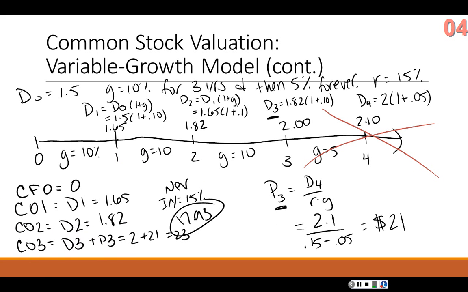If you had a graphing calculator, it would have been NPV, open parentheses, your discount rate of 15, comma, cash flow at time period 0 is 0, comma, braces, 1.65, comma, 1.82, comma, 23. Close braces, close parentheses, and enter. And you should get $17.93.